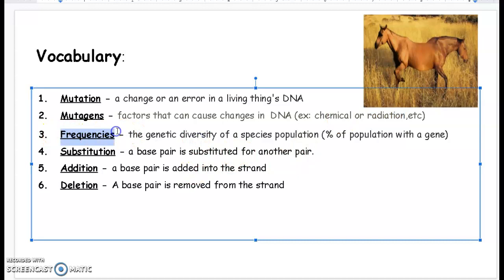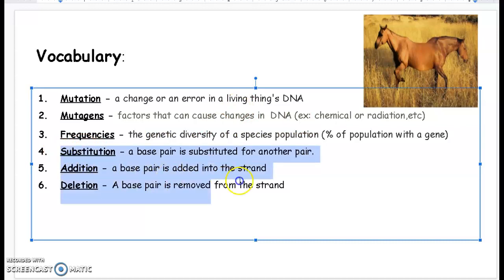The word frequency. Miss Butler would like you to know the word frequency. The way I think of it is this: the percentage of a population with a specific gene. Once you talk about frequency, you're going to talk about the genetic diversity of a population. So how diverse is this population? How many individuals of this population have a certain mutation or a certain trait? So think of it like a percentage of a population.